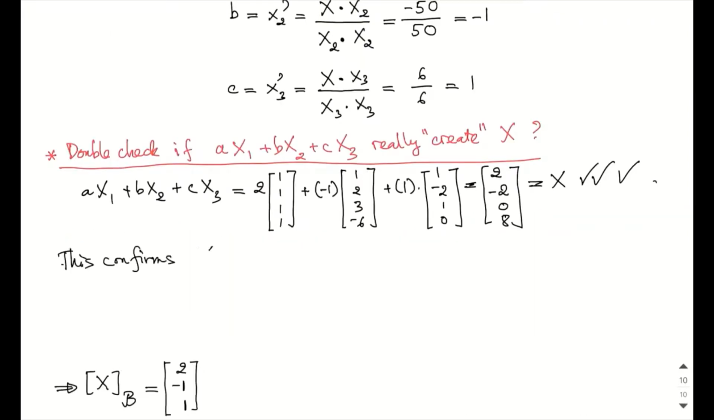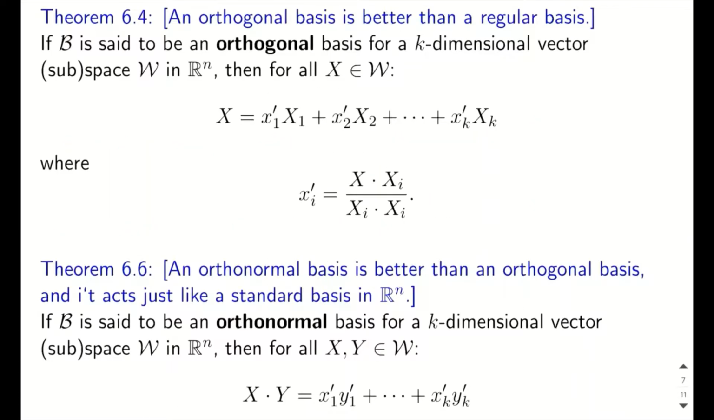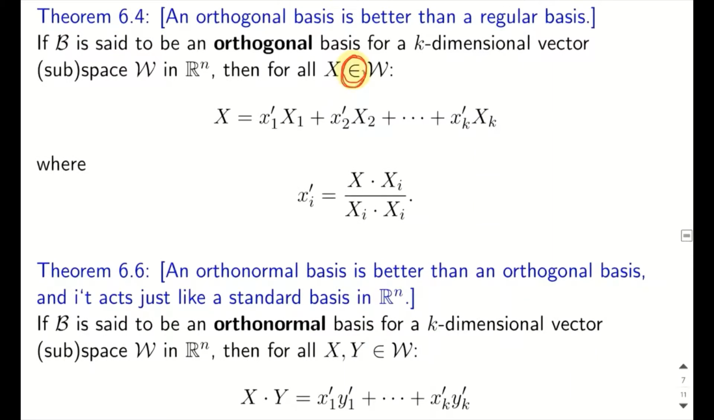So this confirms that x is really in W, and hence its coordinate vector is. Now, why do we have to double check? The key is right here. X has to be in W, so that the computation is going to give you the exact X, and these scalars are giving you the coordinates of X. If X is not in W, the computations that you made are not going to give you X. It's going to give you something other than X.